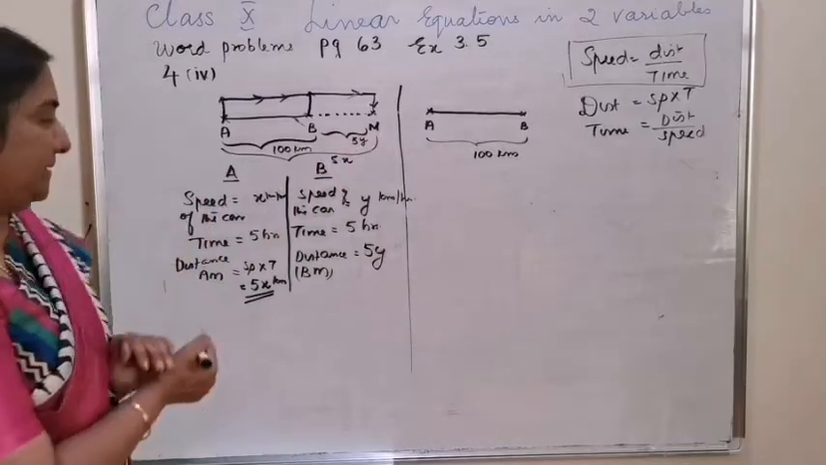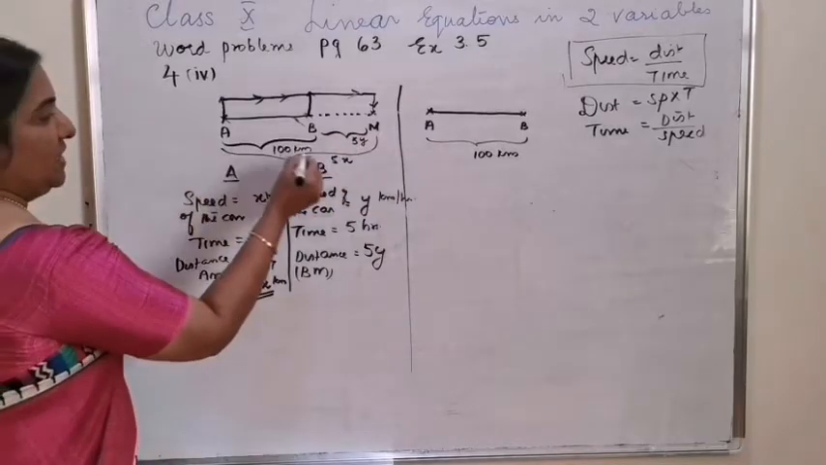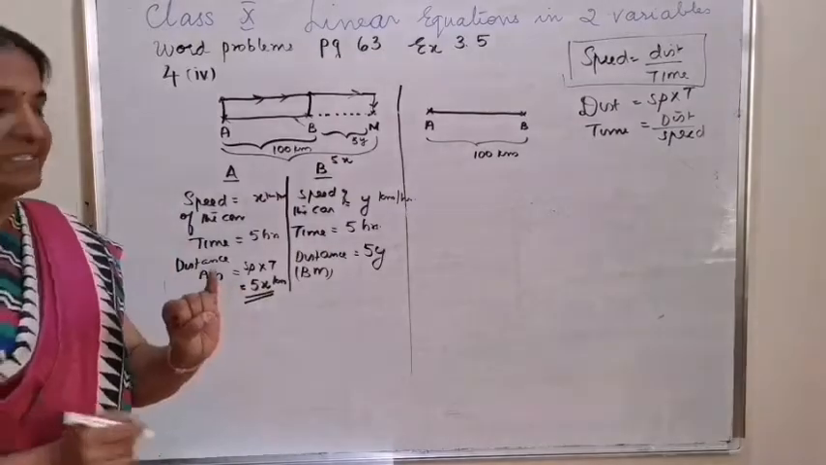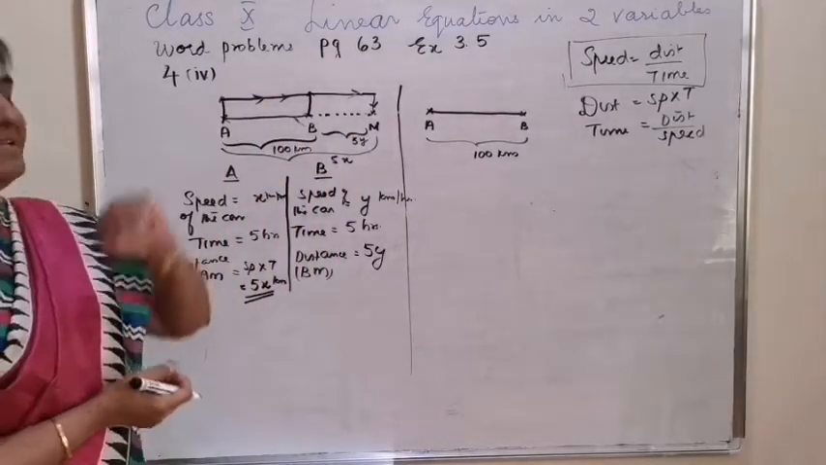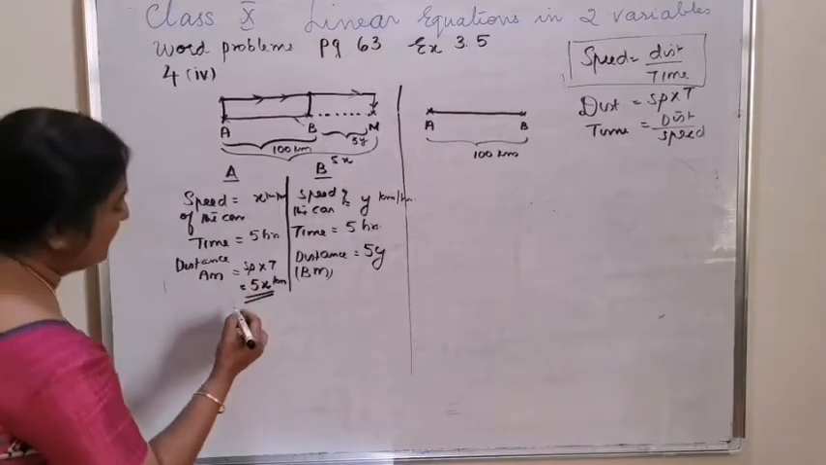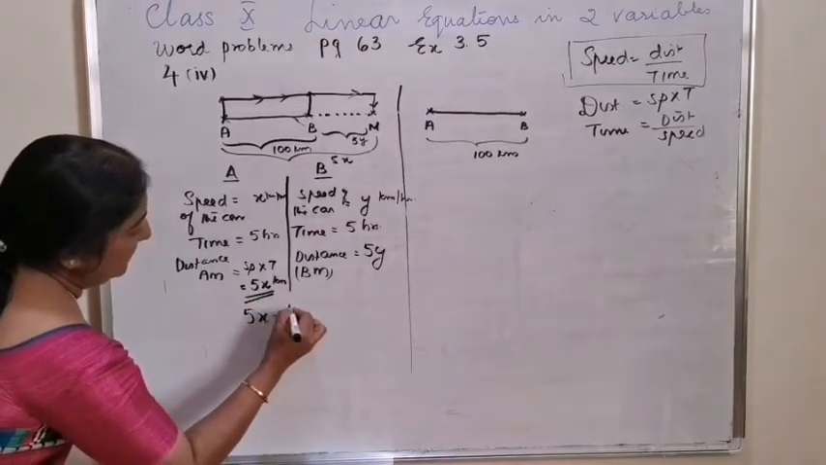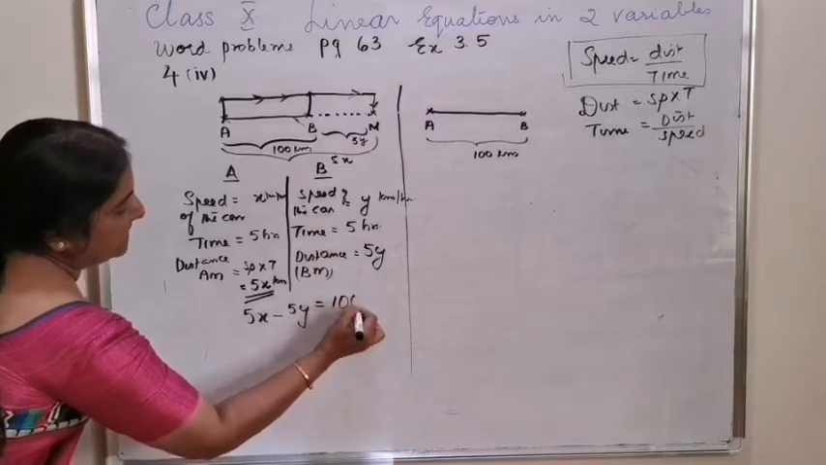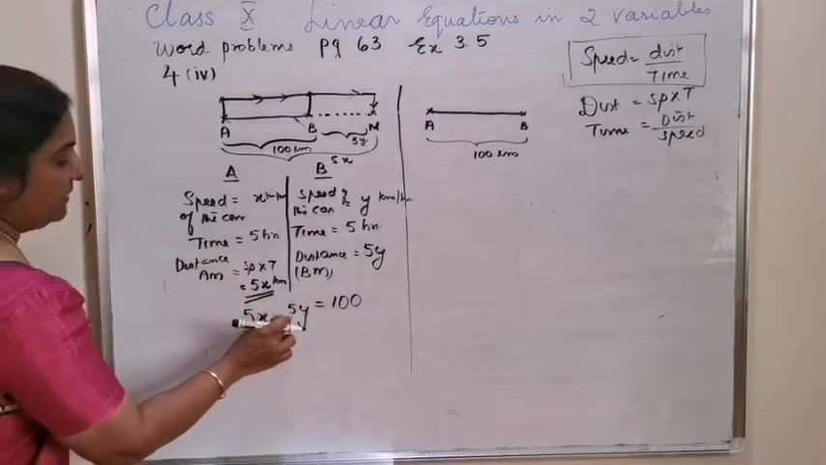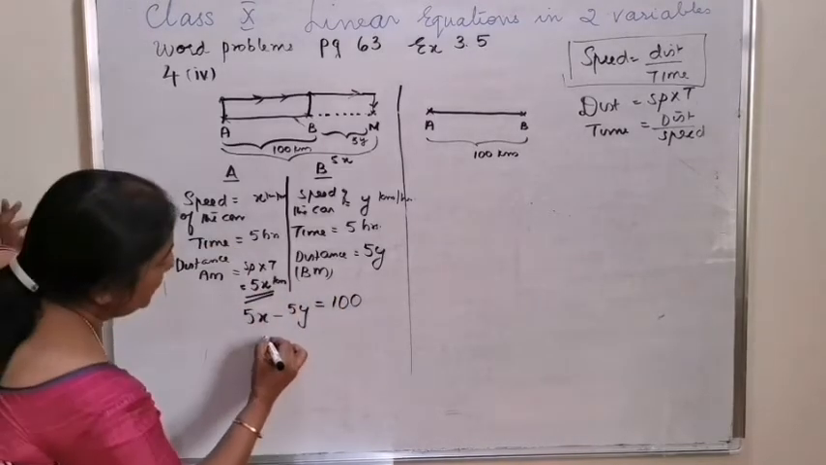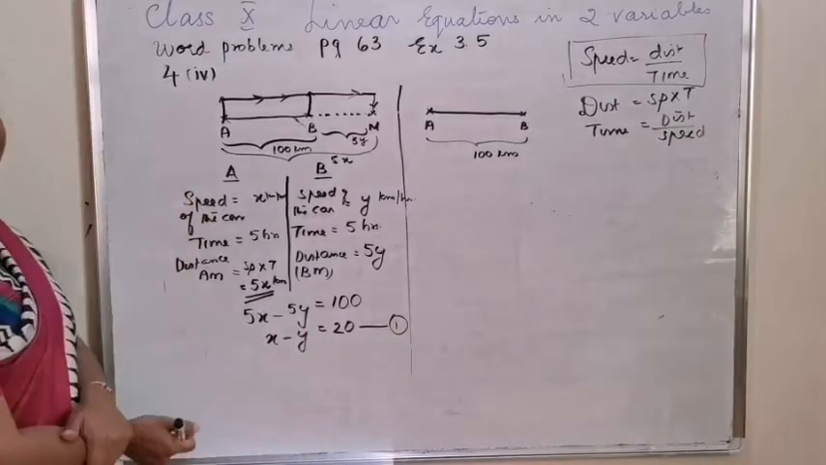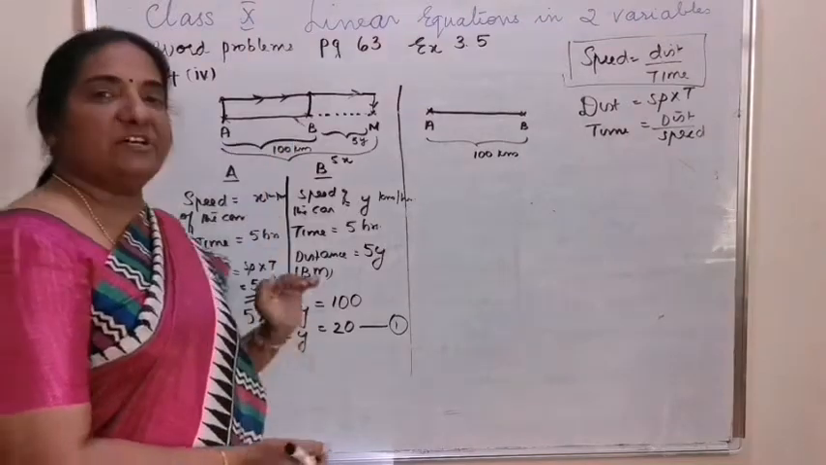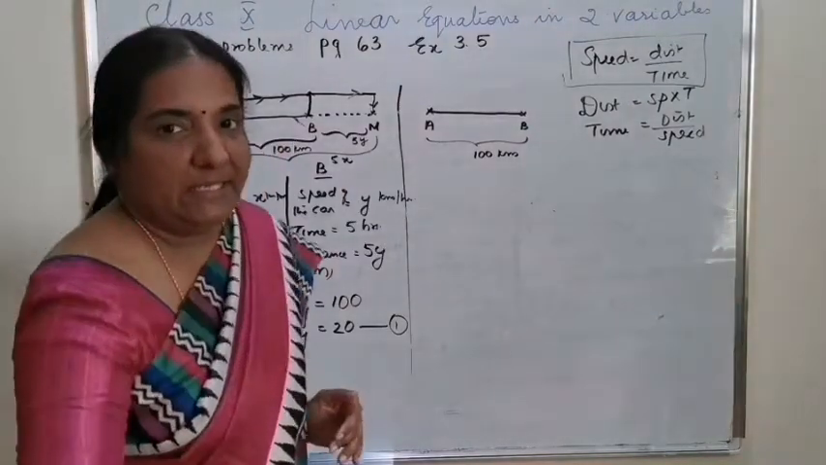Let us prove it. So what will be the first equation? Distance AM is 5x, distance BM is 5y and distance AB is 100. The first equation can be taken as 5x minus 5y is equal to 100, or since 5 is common everywhere, you can reduce it as x minus y is equal to 20. So this is the first part of the question.